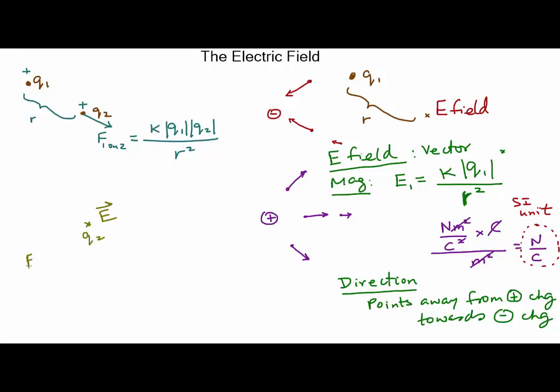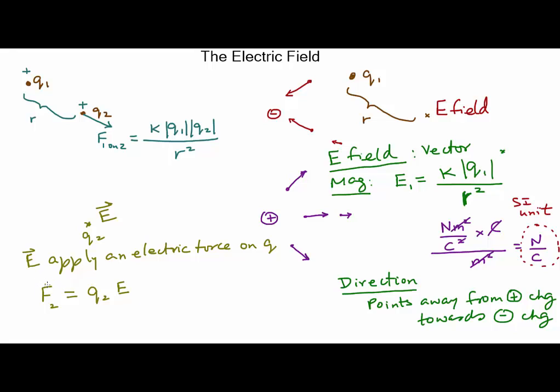Well, the electric field will apply an electric force on a charge. That's what it does. So in this case, if I want to get F2 from the electric field, the force from the electric field on charge 2, that would be simply the charge Q2 times the electric field that's in that location.